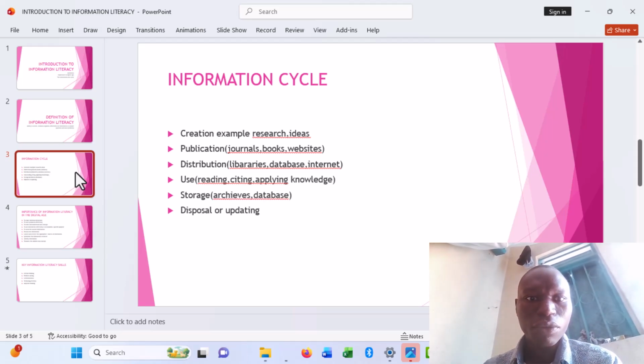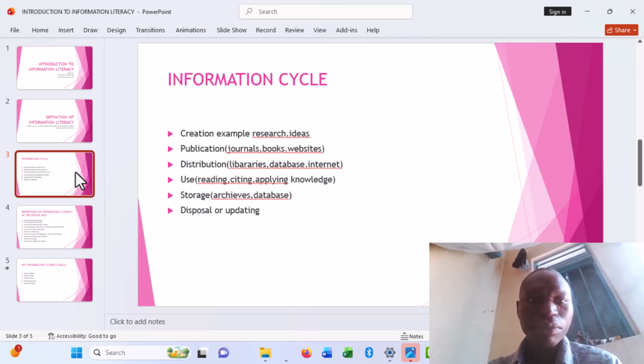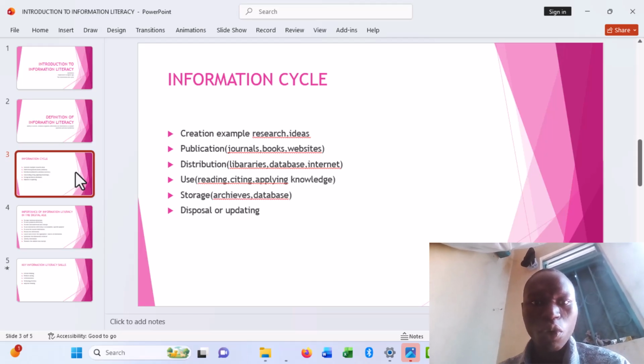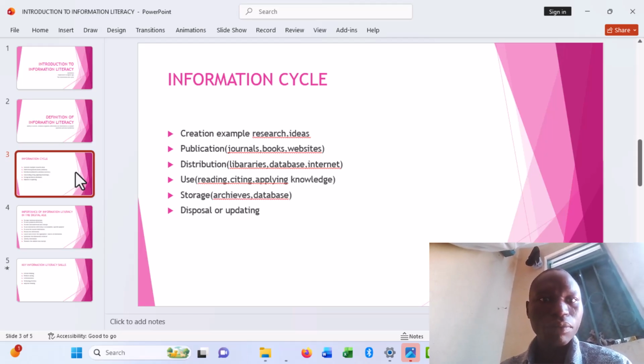The next one is the use: reading, citing, applying, and knowledge. The next one, we are going to also look at storage (the archives, and then the database). And lastly, we are going to look at the disposal or updating.